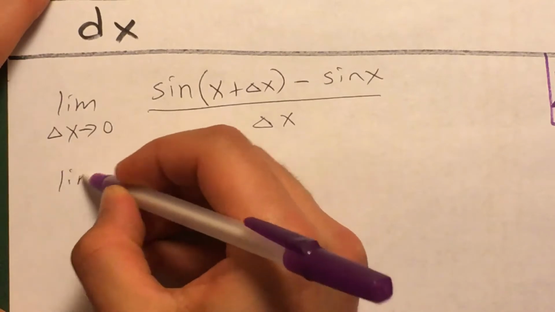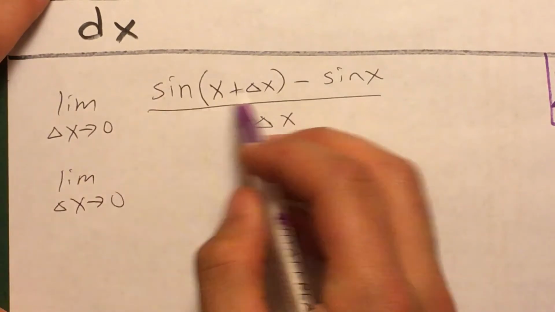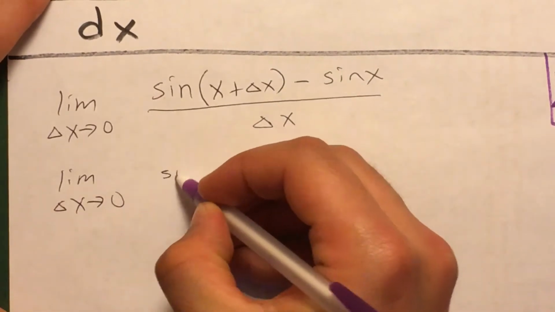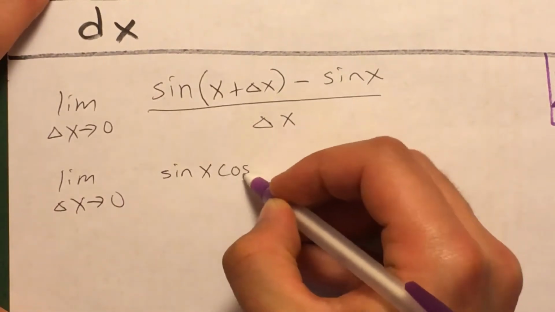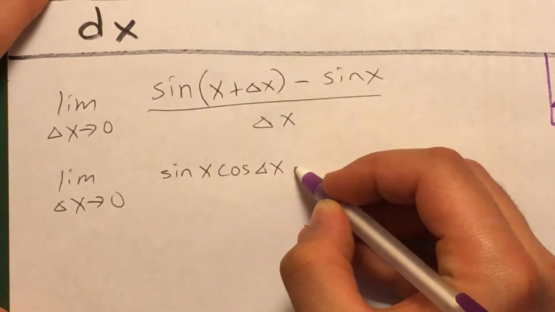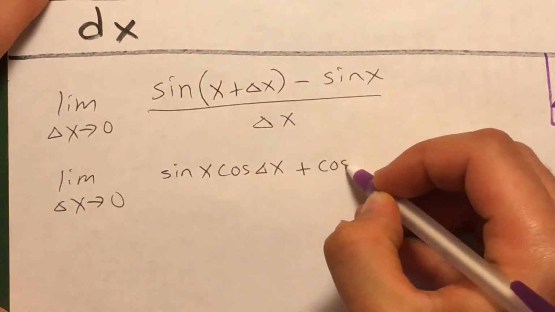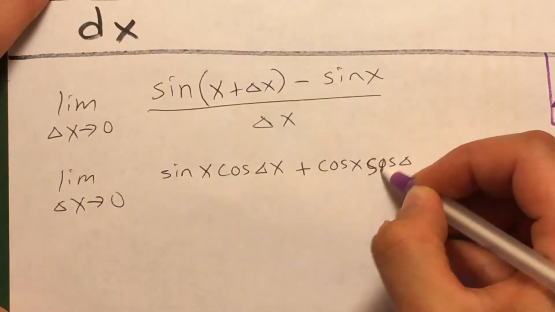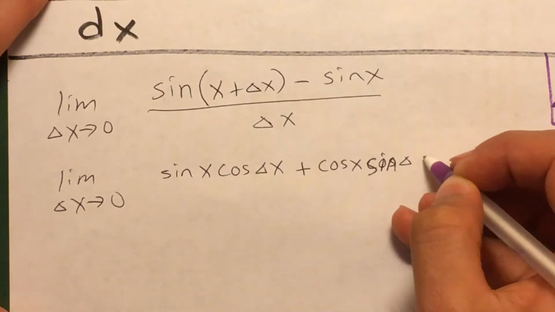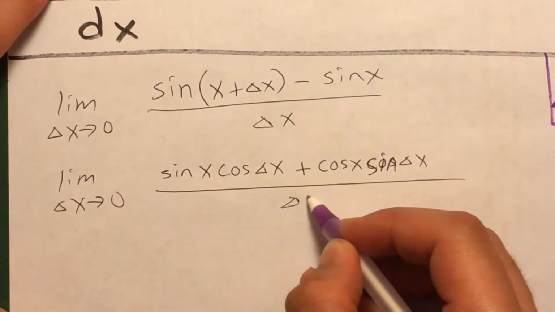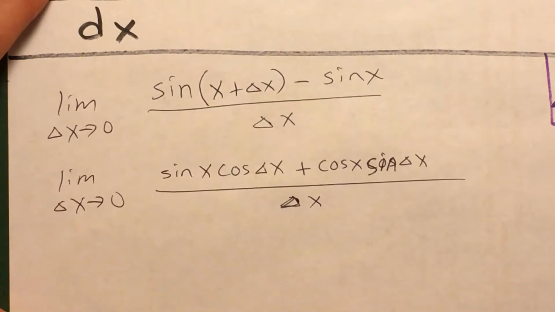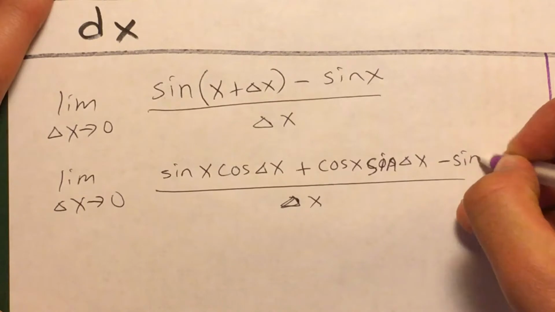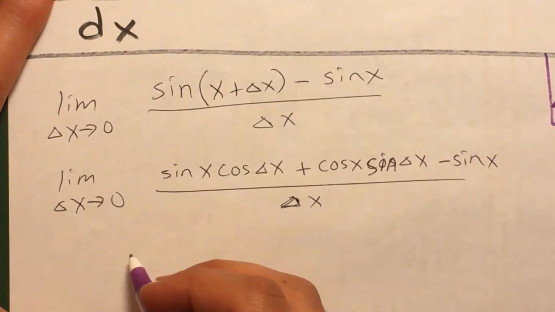And we're going to simplify even more. So what we get out of this is the sum formula of sine, which is sine of x times the cosine of delta x plus the cosine of x times the sine of delta x, and all over delta x. Okay, and then we can't forget about the negative sine x right here. So now we could simplify more.